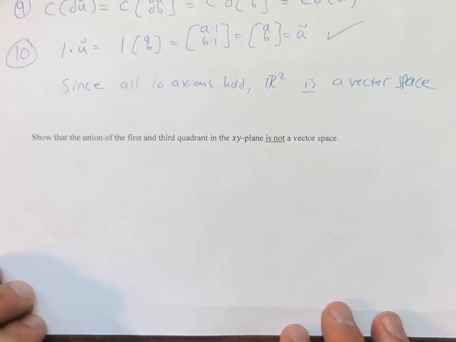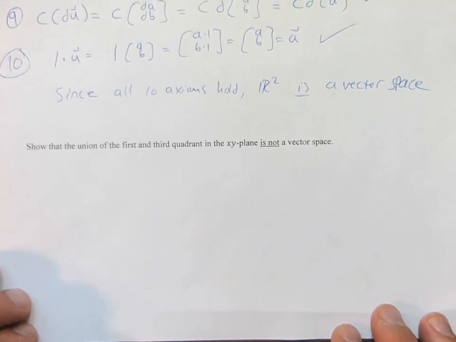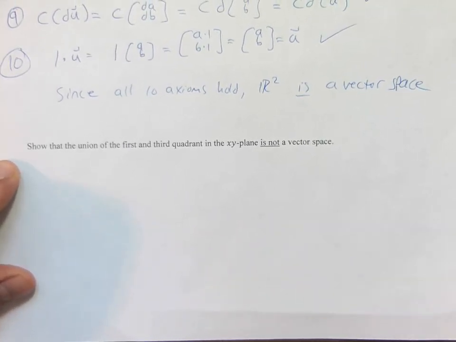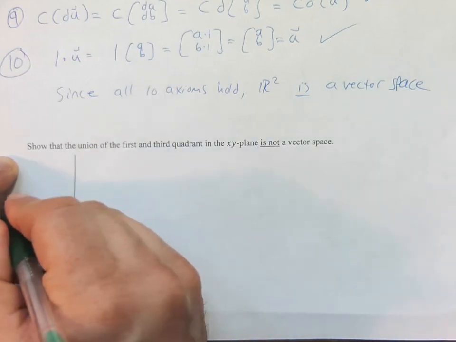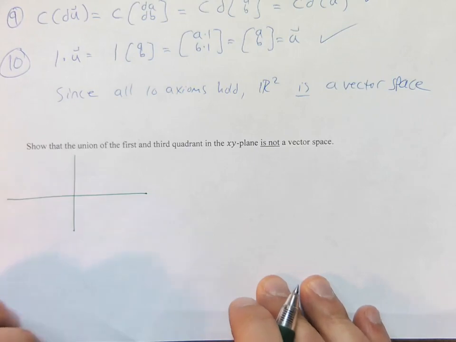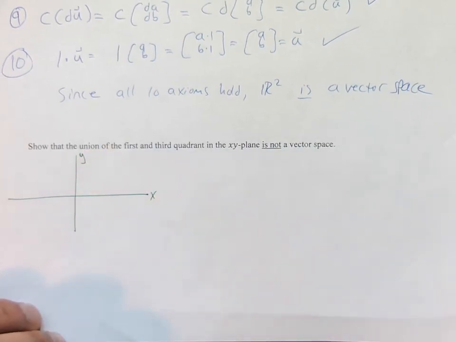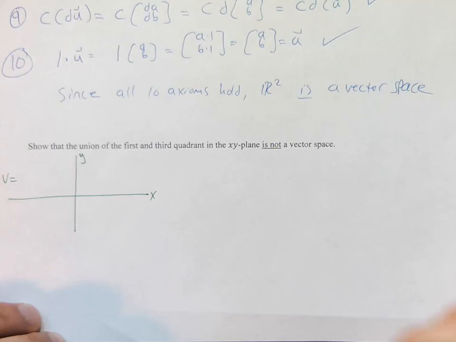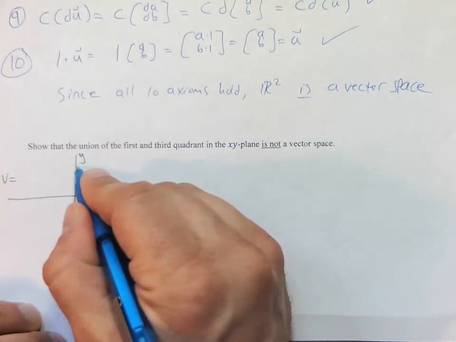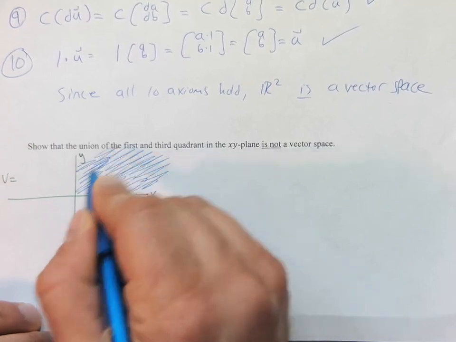So show that the union of the first and the third quadrant in the xy plane is not a vector space. So the idea is, if we're talking about R2, and this is the xy plane, and we're saying V equals the union of the first and third quadrant. So the union of this quadrant with this quadrant.